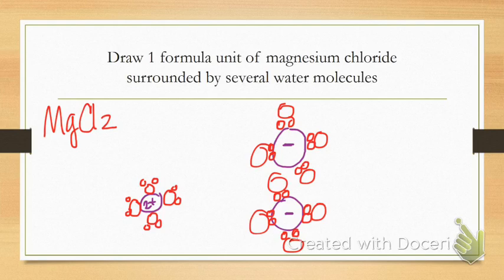So, first of all, one formula unit of magnesium chloride is MgCl2. So you should have drawn one magnesium cation with the 2+ charge, and then you should have drawn 2 chlorine anions. But they didn't all have to be connected. What happens when I put an ionic compound into water? It breaks apart. It wasn't connected in the last slide, right?